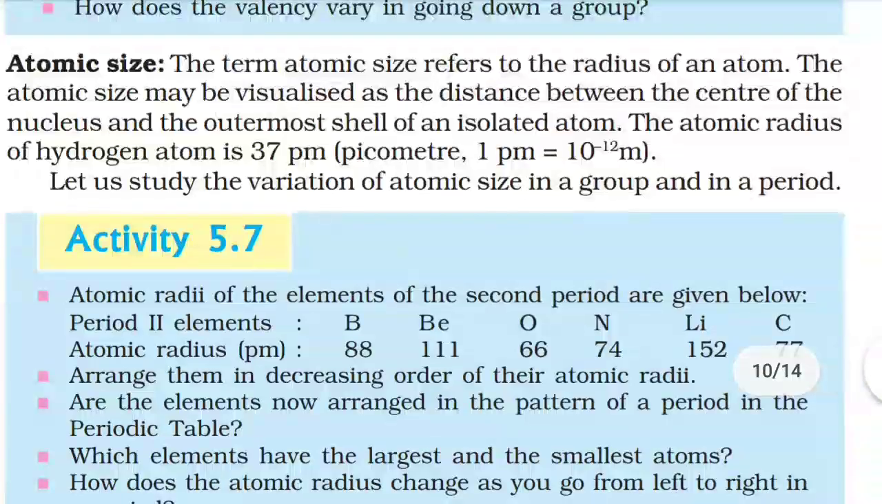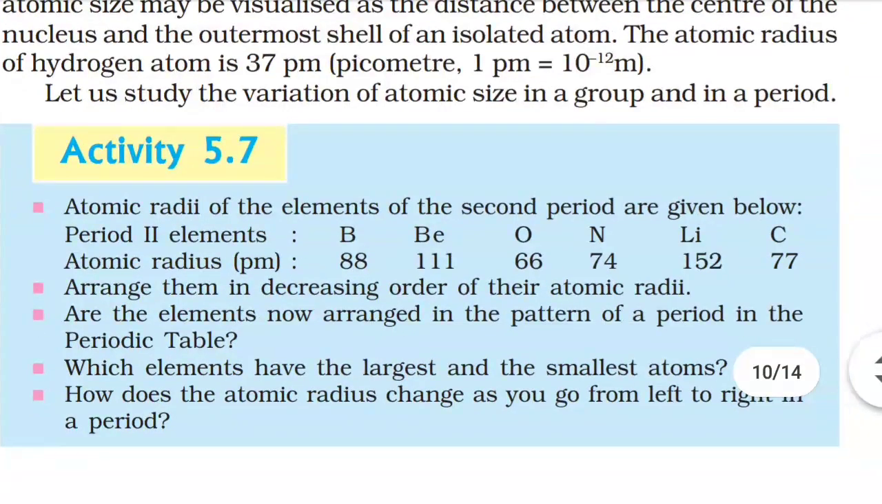Atomic size. The term atomic size refers to the radius of an atom. The atomic size may be visualized as the distance between the center of the nucleus and the outermost shell of an isolated atom. The atomic radius of hydrogen atom is 37 pm, picometer. 1 picometer is equal to 10 raised to the power minus 12 meter.